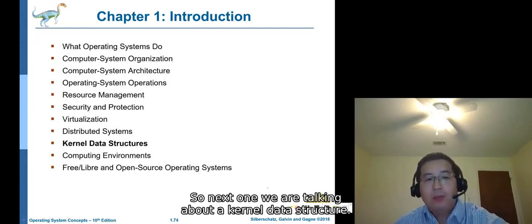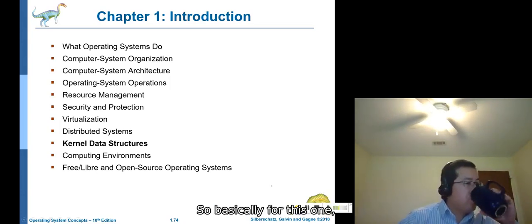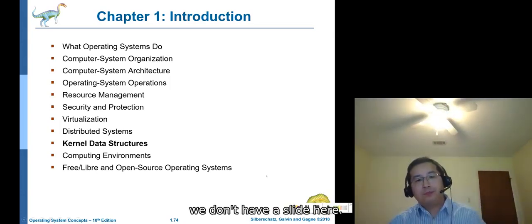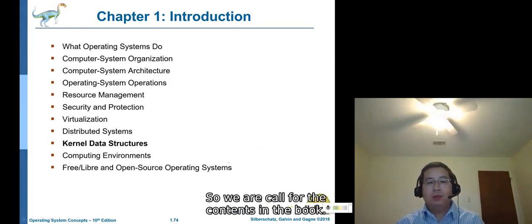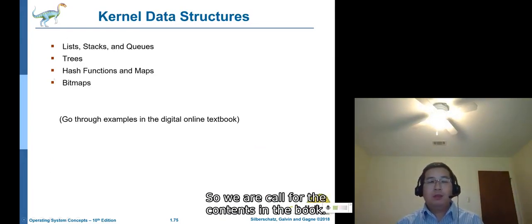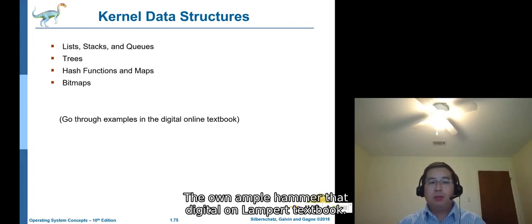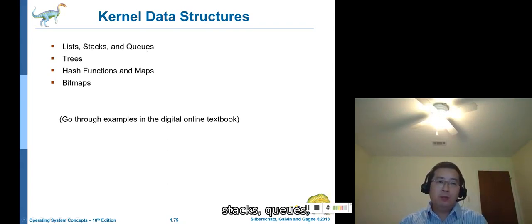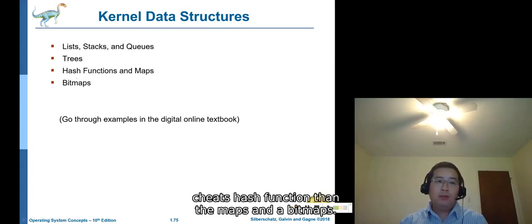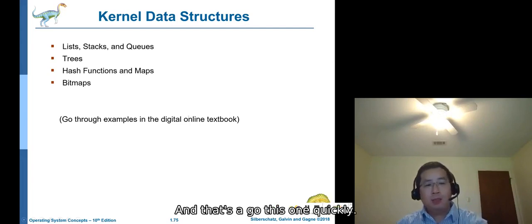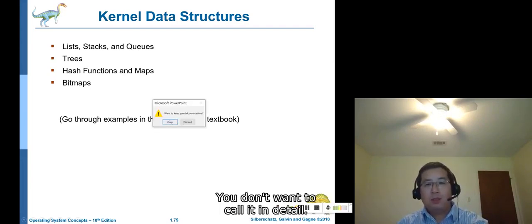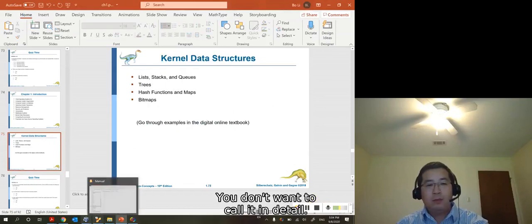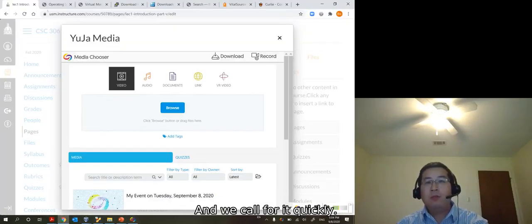So next we'll talk about the kernel data structure. Basically for this one, we don't have slides here. So we'll go over the contents in the book. Okay, the online book. I have the digital online textbook, and we'll cover lists, stacks, queues, trees, hash functions and maps, and bitmaps. Let's go through this quickly. I don't want to go into detail, but we'll go over it quickly.